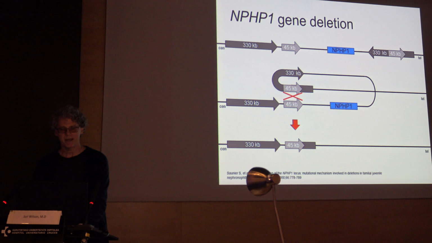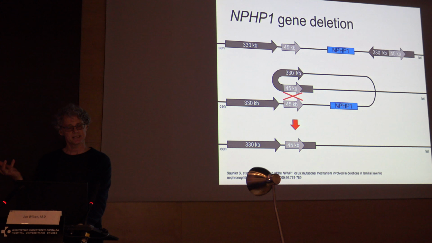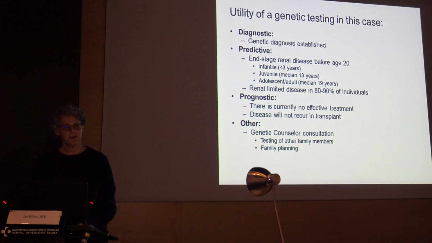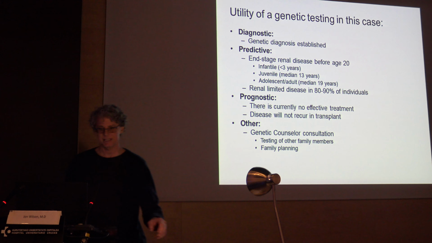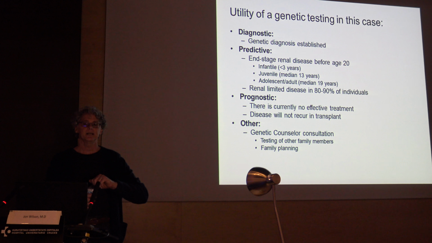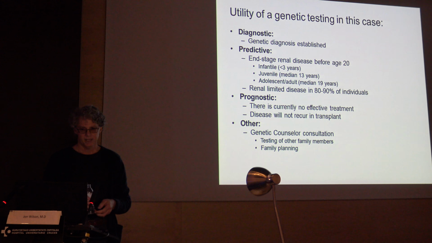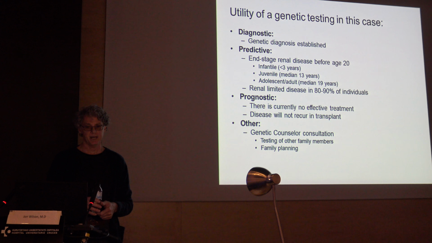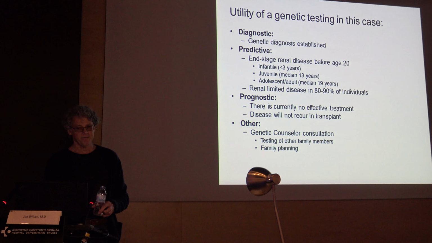So as far as molecular pathogenesis, it's interesting that it's something that you normally have, but it's prone to undergo this change. So the utility of a diagnostic test in this case is you establish a genetic diagnosis. End-stage renal disease before age 20 is the predicted information. Renal limited disease in 80 to 90%. Currently no effective treatment. The disease will not recur in the transplant, and oftentimes, in this case, genetic counseling, testing other family members and family planning would be suggested.